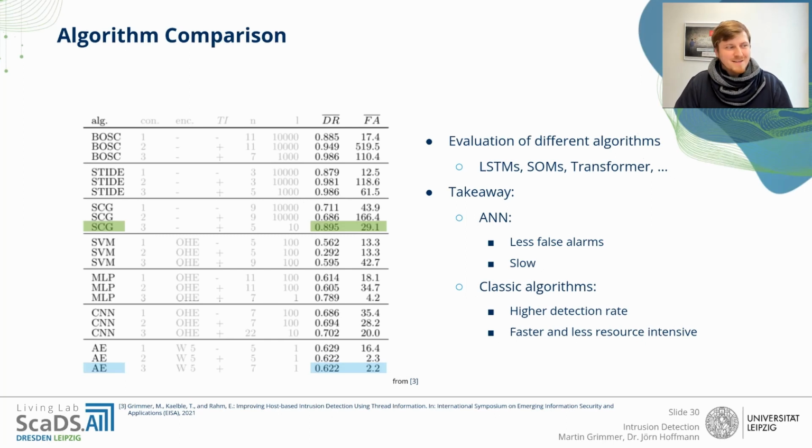So it's not easy to decide which algorithm is best suited for a real-world use case, because no one wants many false alarms, because each false alarm has to be investigated manually. On the other hand, you don't want to miss an attack. So our goal here is to find a suitable combination, maybe of different algorithms, or a completely new one which has the pros from the classical algorithms and the artificial neural networks.